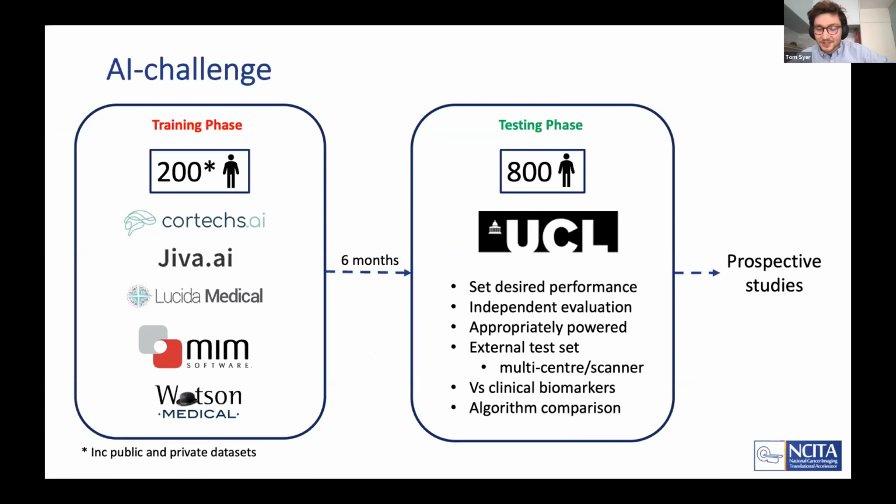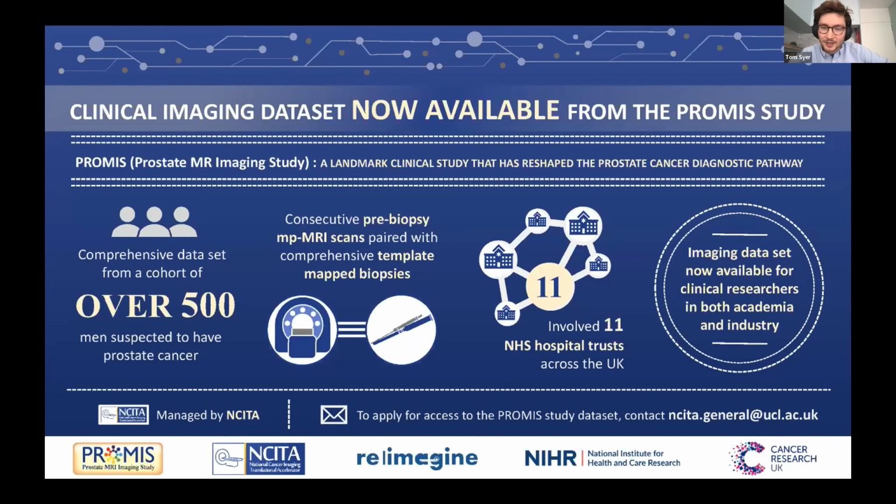But just to quickly plug at the end the importance of having a public data set, which ReIMAGINE will eventually be, NCITA and ReIMAGINE have the PROMISE MRI data set available for access. If you'd like to access it, you can email this email on the screen. It's a very novel and unique data set with a very comprehensive pathology template mapping biopsy in over 500 MRI DICOMs. So a great tool if you're developing AI in prostate.